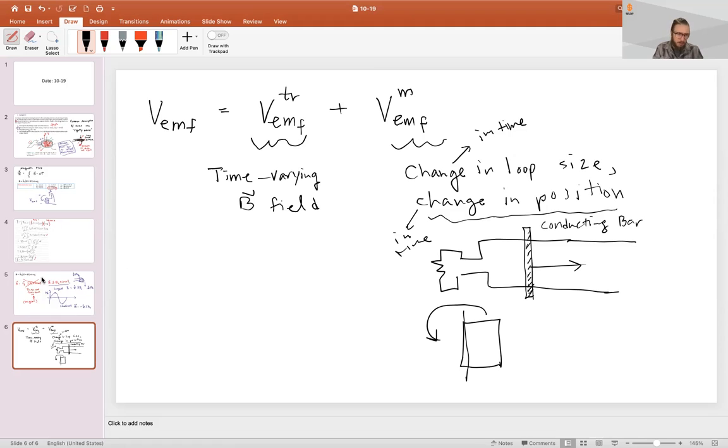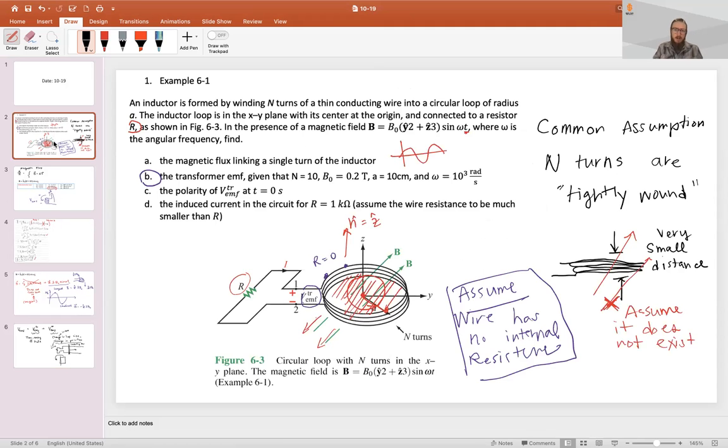But in this case, is this loop moving at all in time? No, we don't see anything about this loop moving in time. There's nothing to describe a change in the loop radius. There's nothing to describe a change in the loop motion. The loop is just totally still while this magnetic field changes in time.